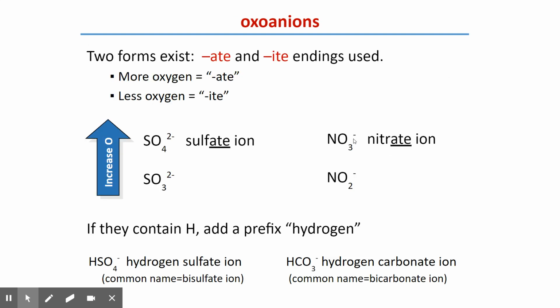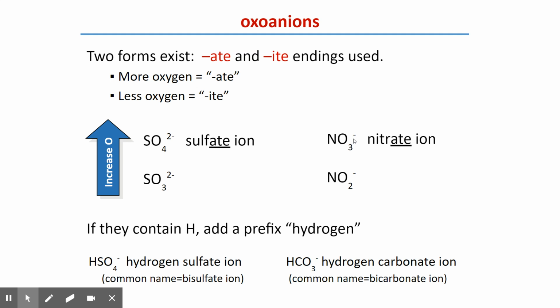All right, so when we talk about oxoanions, we have 2 different types of anions that exist. More oxygen, ate. Less oxygen, ite. So when we have a sulfate ion, SO4, it has more oxygen. Sulfite ion has less oxygen. That's 2 of them that you're going to need to know. SO4, sulfate, SO3, sulfite. As it increases, it's an ate. Imagine that it ate another oxygen, if that helps you remember it. Same thing for nitrate and nitrite. Nitrite only has 2 oxygens, where nitrate has 3 oxygens. So as the oxygen increases, it goes from ite to ate. Unfortunately, it's not the same number, but as it increases, it does.